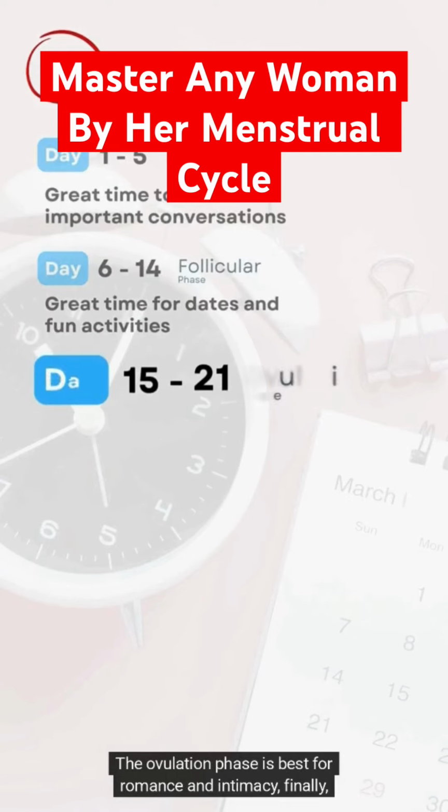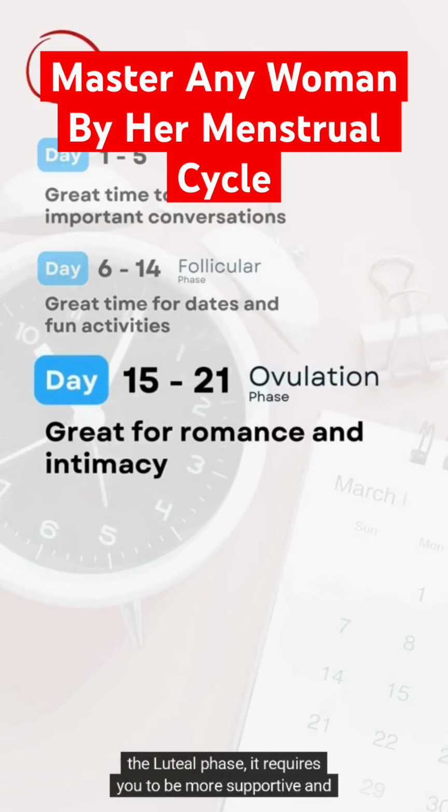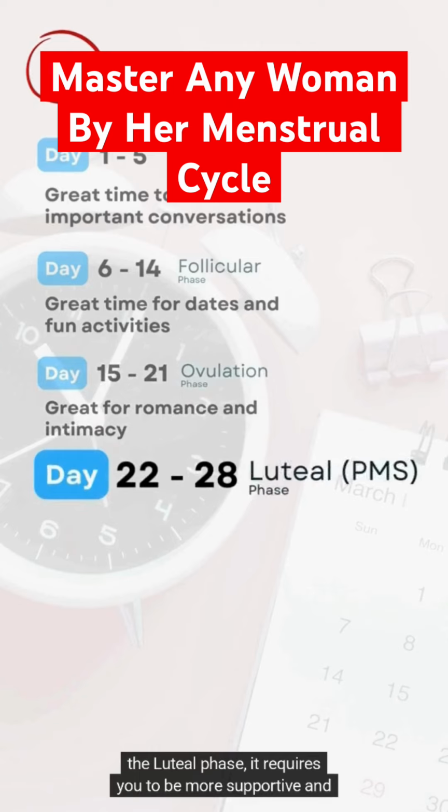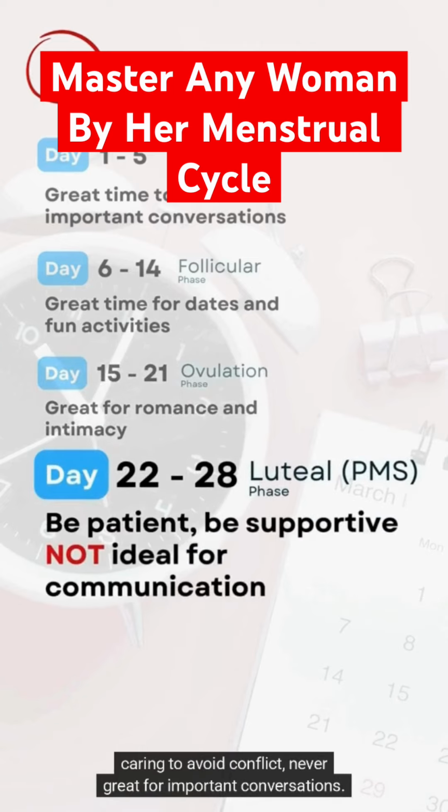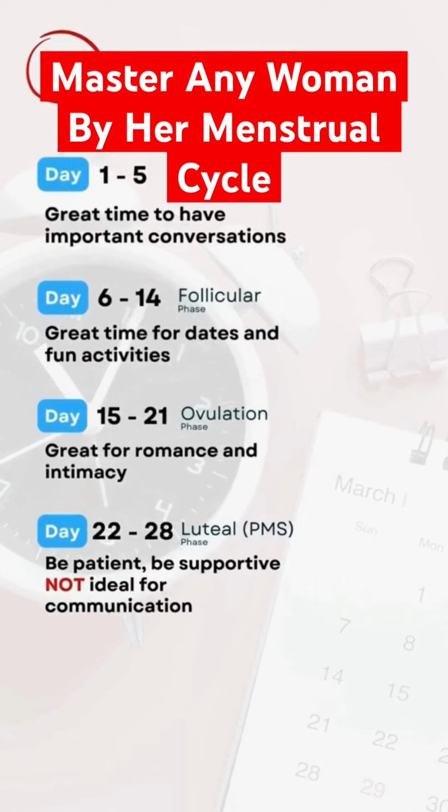The ovulation phase is best for romance and intimacy. Finally, the luteal phase. It requires you to be more supportive and caring to avoid conflict. Never great for important conversations.